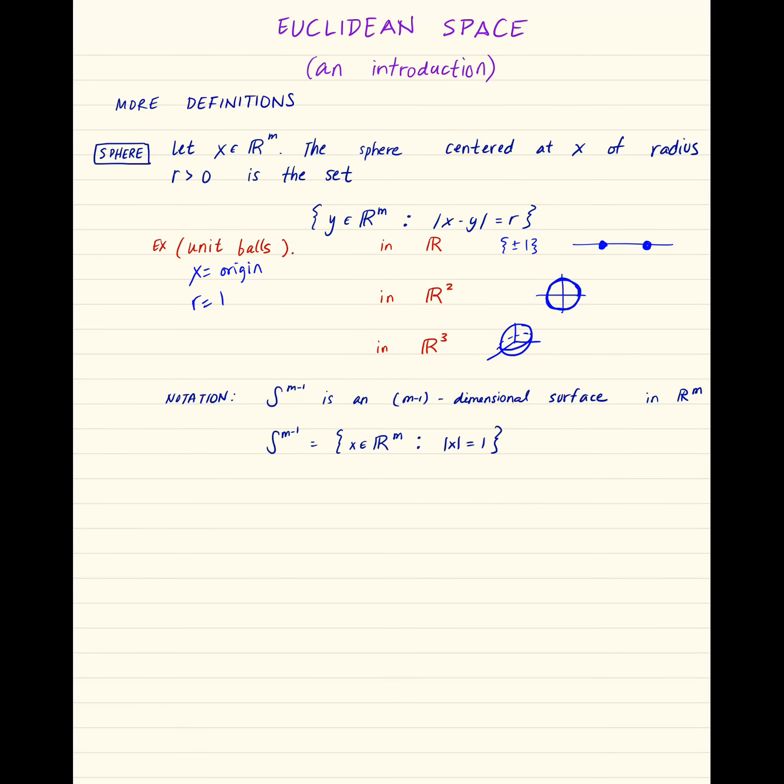Now, notation. So S^(m-1) is an (m-1)-dimensional surface in R^m. So, for example, S^1 is a one-dimensional surface in R^2. So S^1 is the unit circle.